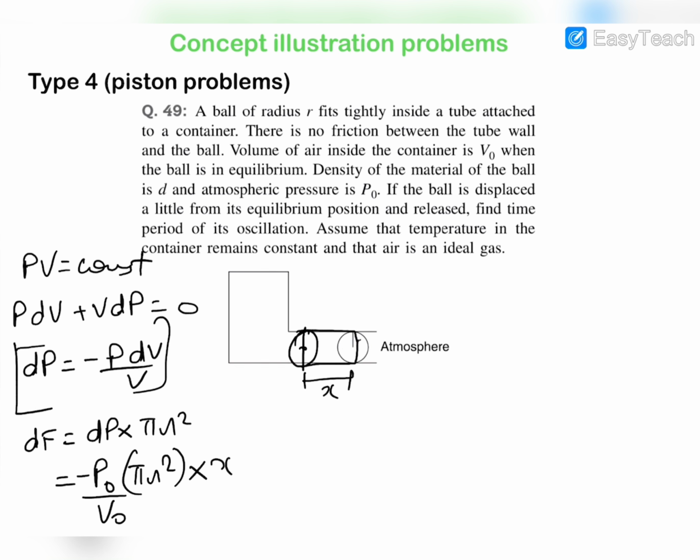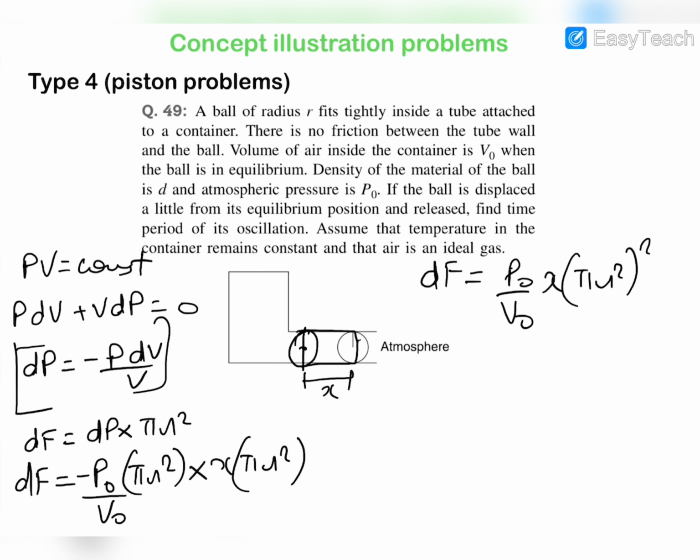Okay, so into pi r square also. So dF magnitude will be equal to P0 upon V0 into x into pi r square to the power 2, and this extra force is responsible for SHM of the ball, and therefore it is equal to m omega square x. Now m of the ball will be density.